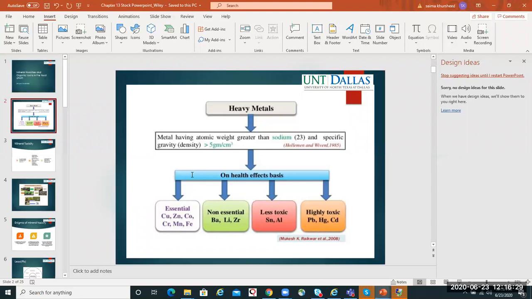For example, we have heavy metals: metals having an atomic weight greater than sodium and a specific gravity greater than 5 grams per cubic centimeter. On a health-effect basis, we have some essential, non-essential, less toxic, and highly toxic ones. Lead, mercury, and cadmium are considered highly toxic. Tin and aluminum are considered less toxic, while beryllium, barium, lithium, and zirconium are non-essential.